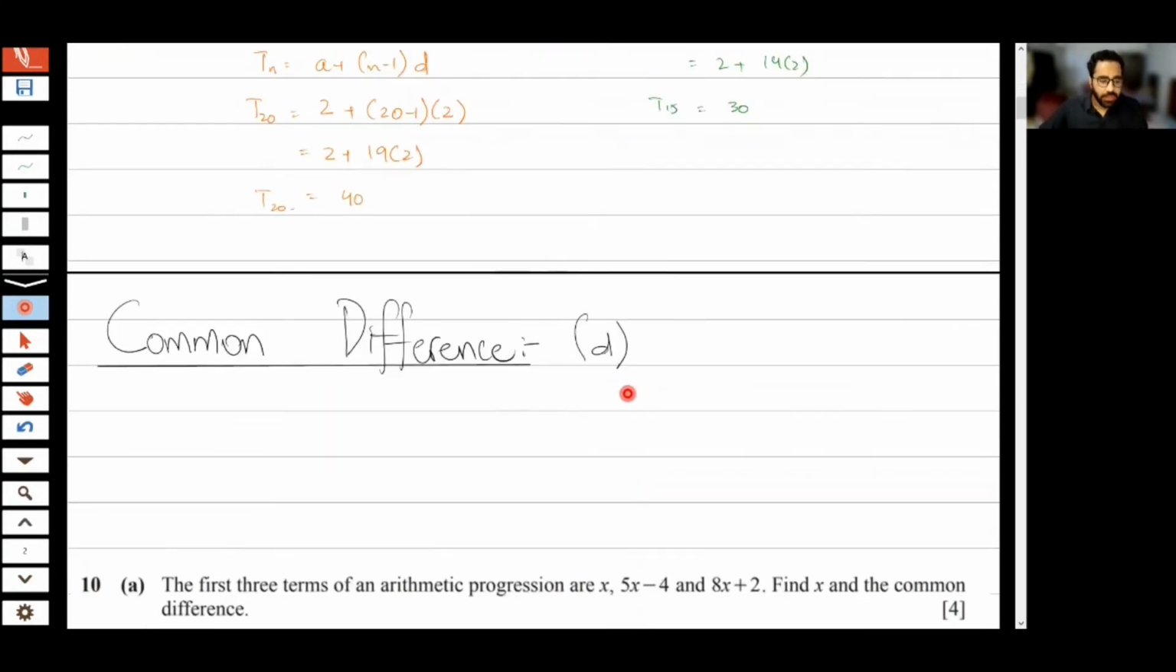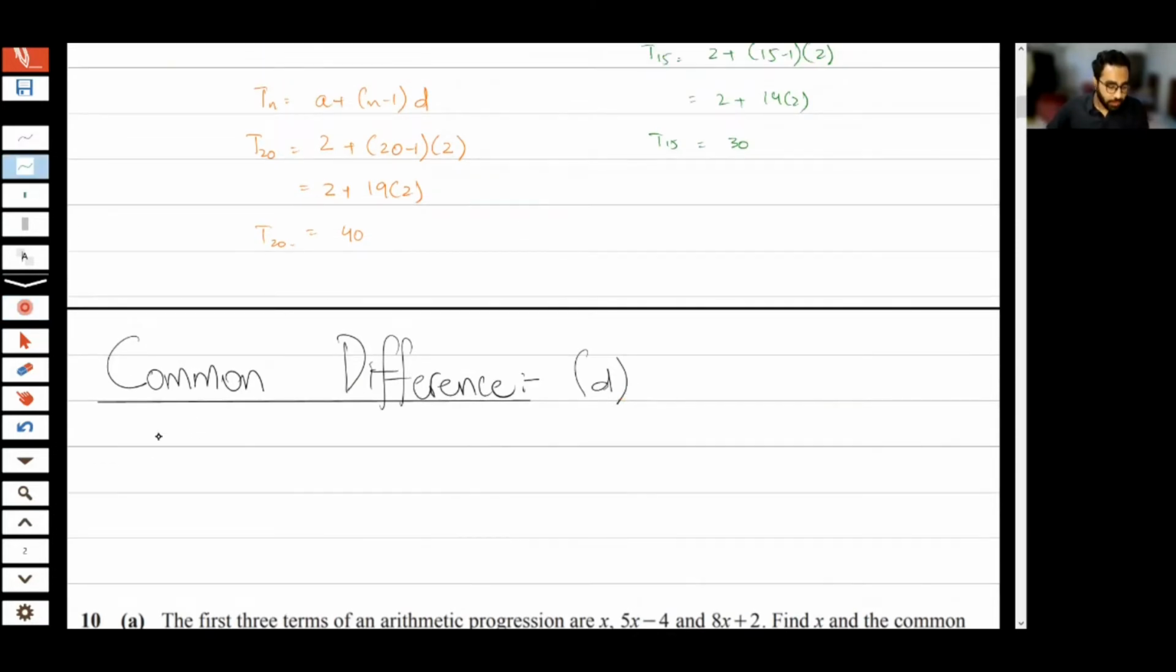Now, common difference. Common difference में एक चीज आपको याद रखनी है, which is my common difference can either be negative or it can be positive. ठीक है, it is either negative or positive.